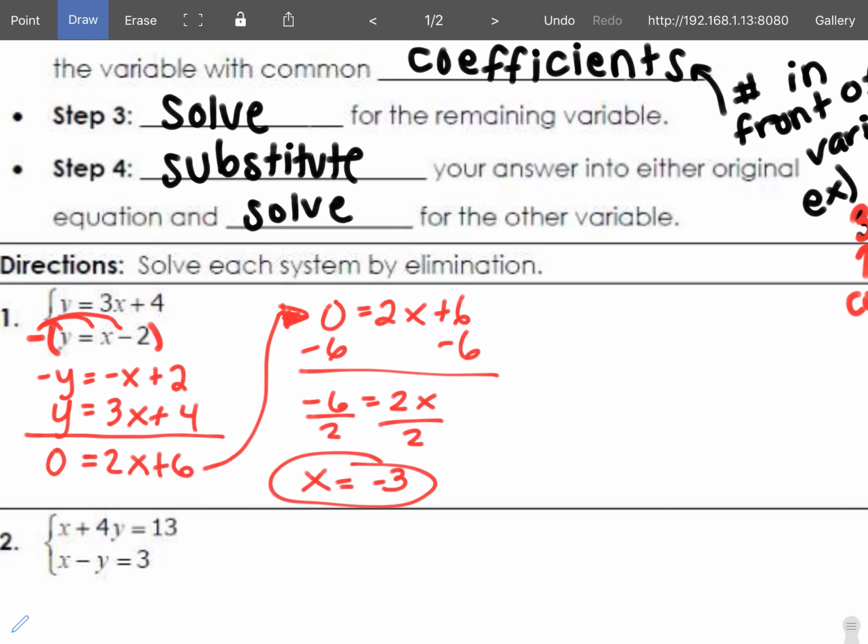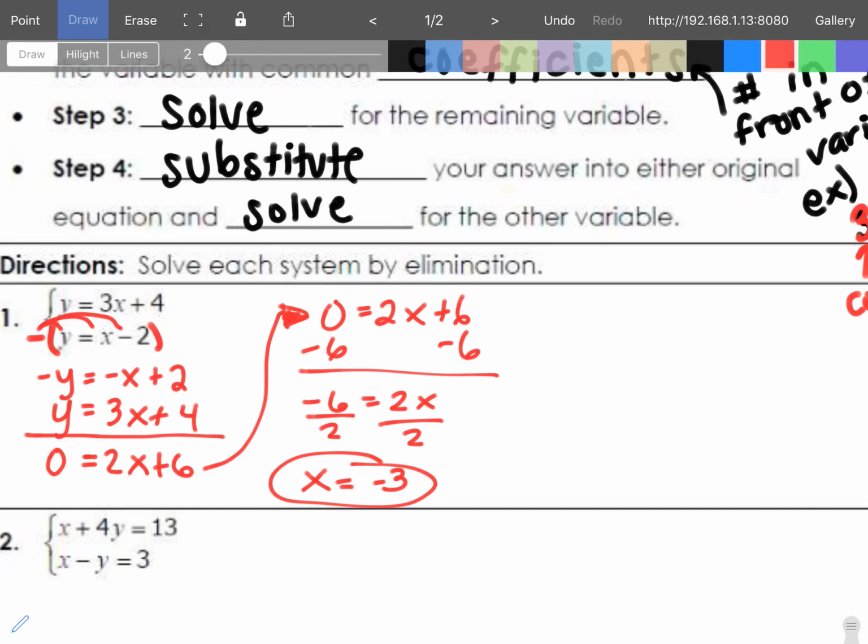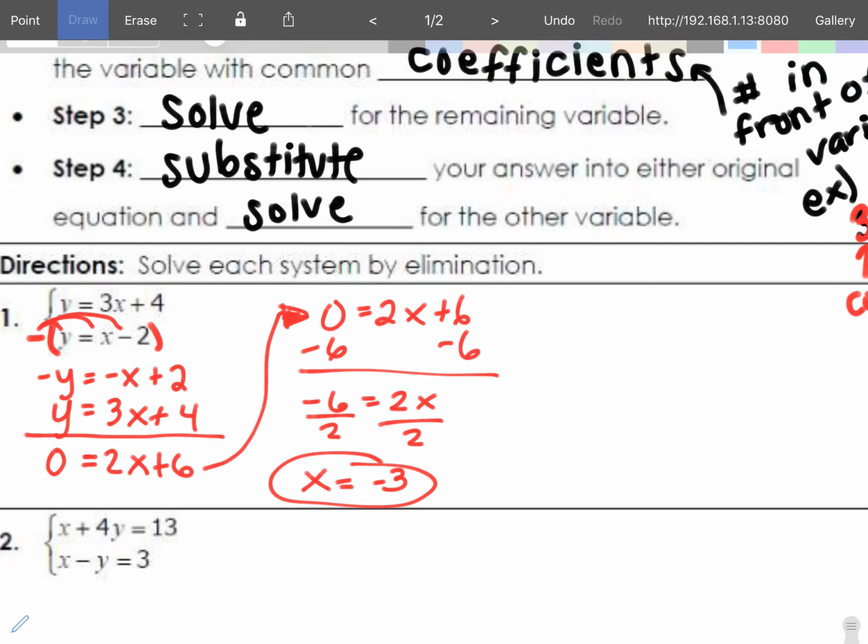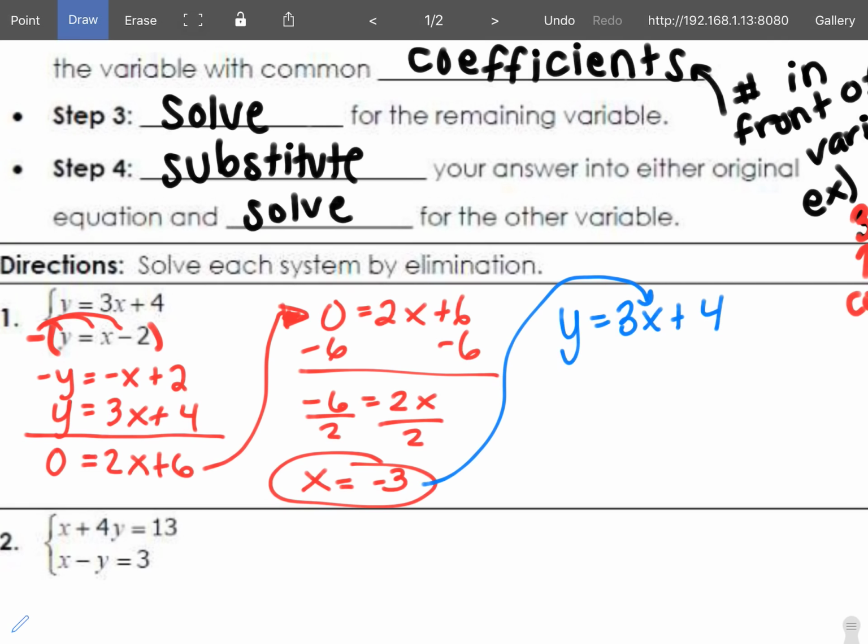Okay, so x equals negative 3. Now we have to find y. So we do the same thing. We've already done substitution. For substitution, you'd plug x in to find y. You do the same thing. I'm just going to choose the top equation. It doesn't matter. And I'm going to plug in negative 3 for x.